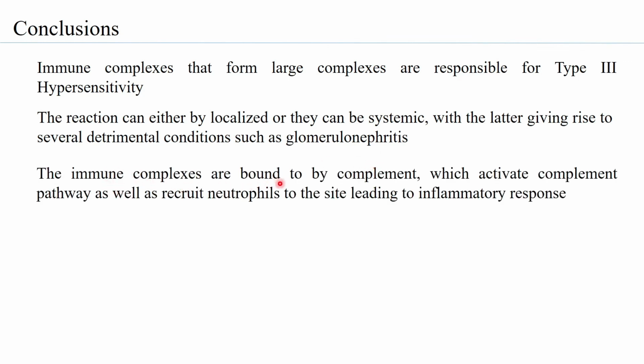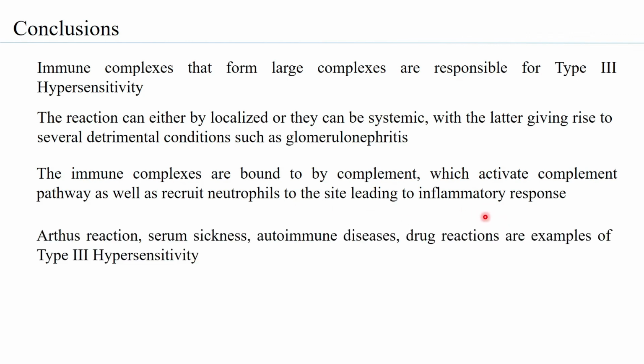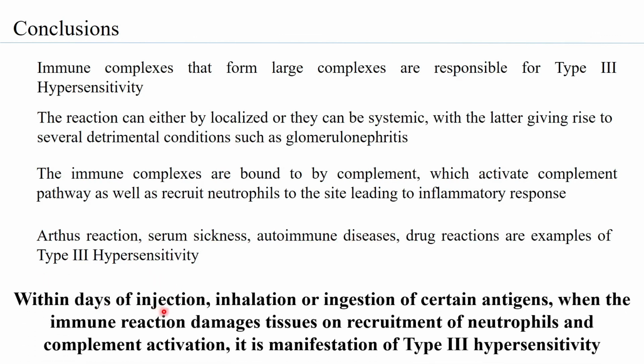The immune complexes are bound by complement, which activates the complement pathway as well as recruits neutrophils to the site, leading to an inflammatory response. And this inflammatory response is definitely a heightened inflammatory response. Arthus reaction, serum sickness, autoimmune diseases, drug reactions are examples of type 3 hypersensitivity. So within days of injection, inhalation, or ingestion of certain antigens, when the immune reaction damages tissues on recruitment of neutrophils and complement activation, it is a manifestation of type 3 hypersensitivity.